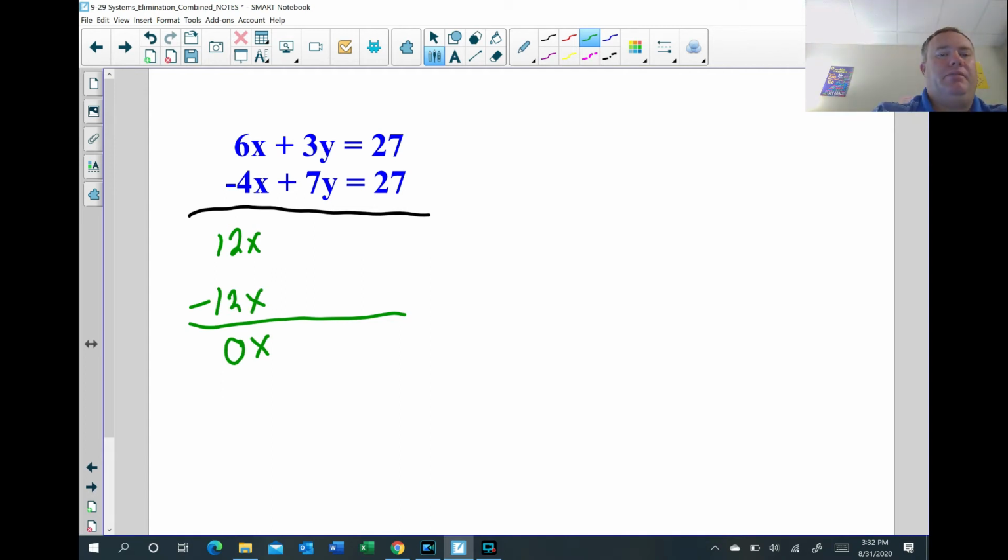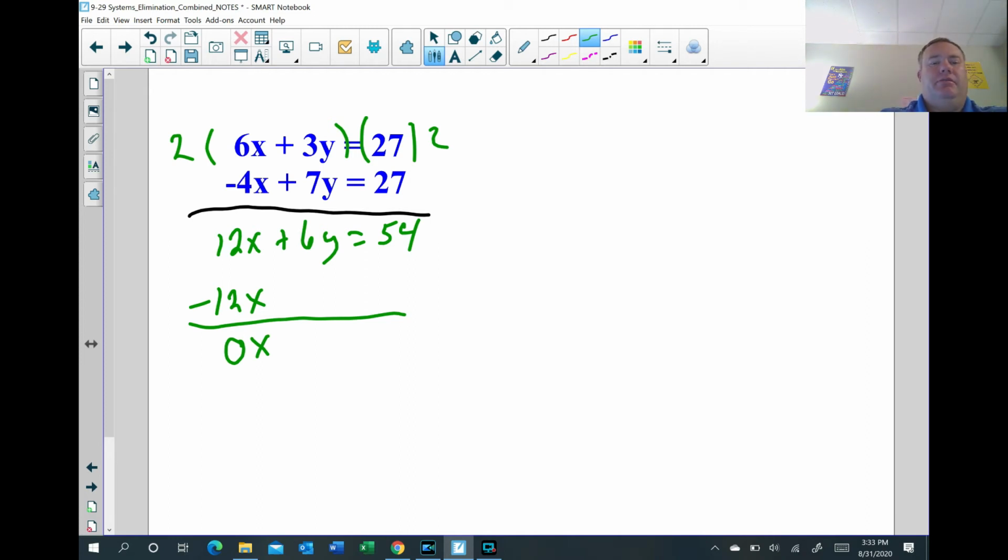So what are you going to multiply 6 by to get 12 in that first equation? You're going to multiply it by 2. That means everything by 2. When you get that, you get 12x plus 6y is equal to, in this case, 54. Okay? In the second equation, no.